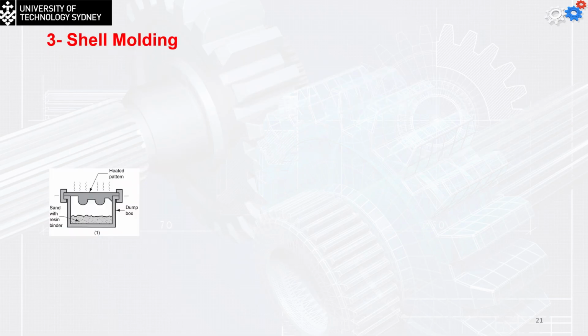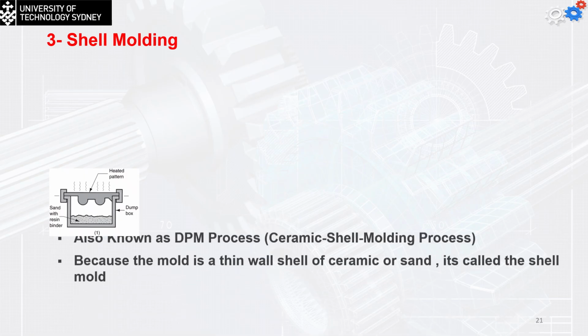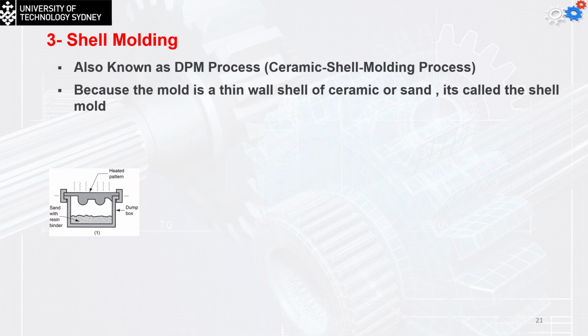We have the shell molding. Now, another technology, quite advanced, gives you a good surface finish. Also known as the DBM process, or the ceramic shell molding process, because the mold is going to be a thin wall shell of ceramic or sand. It's called the shell mold. So now the pattern is going to be made from steel. We're going to have a sand with resin binders. That will be step number 1.